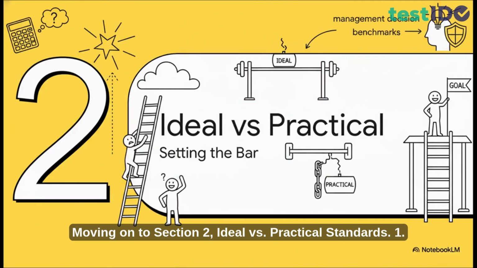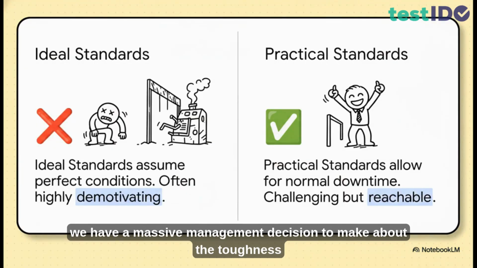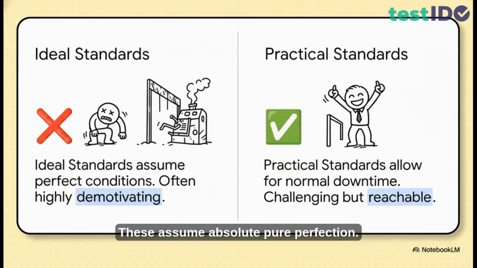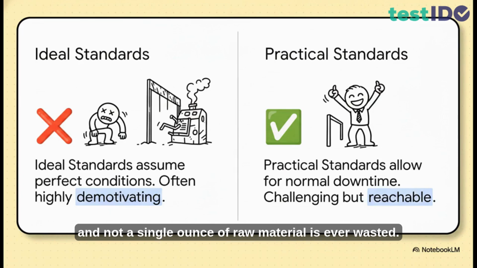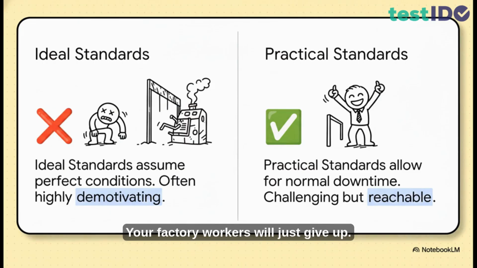Moving on to Section 2, ideal versus practical standards. Before we even think about calculating the math behind our standard costs, we have a massive management decision to make about the toughness of our benchmarks. First, we have ideal, or theoretical standards. Now, these assume absolute pure perfection. No machines ever break down, no employee ever takes a water break, and not a single ounce of raw material is ever wasted. And sure, while this might look amazing on a spreadsheet, in the real world, it's highly demotivating because it is literally impossible to achieve. Your factory workers will just give up.